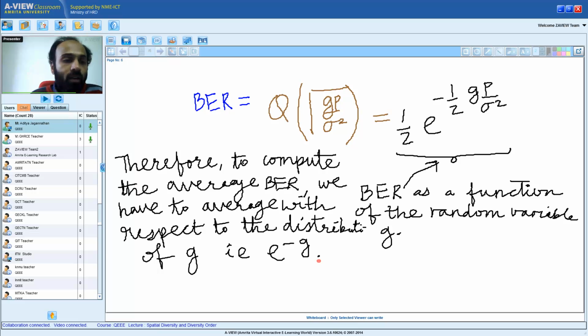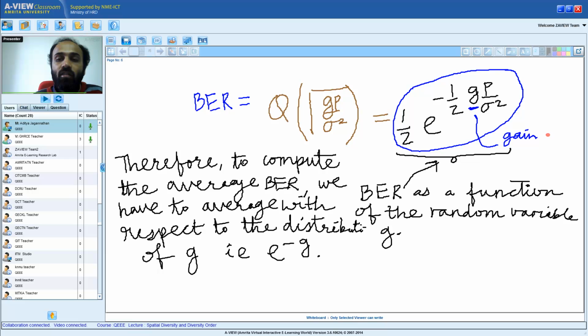Therefore, see, what we are saying is the following. This bit error rate expression, let me go back to this over here, is a function of the parameter G, right? And this is a fading channel coefficient. Remember, this is the gain of the fading channel. This is continuously changing. This is a random variable, right?